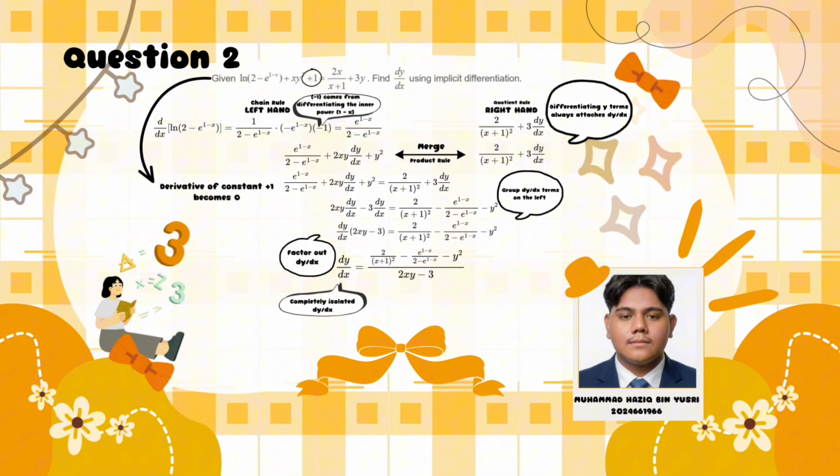And finally, to get the dy per dx completely isolated, I just divided the whole right side by the bracketed group. That brings me to the final big fraction answer at the very bottom. So yeah, that's how the whole step-by-step solution was made by me. That's all for now. Thank you.